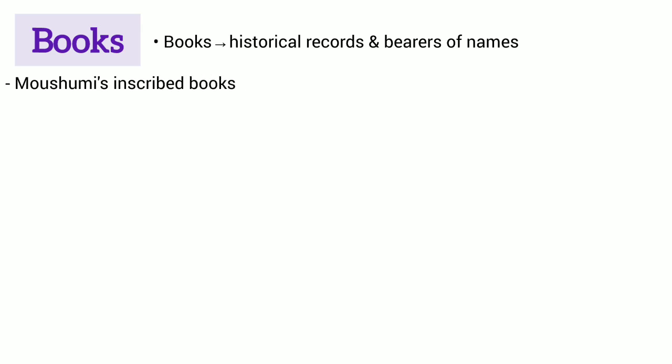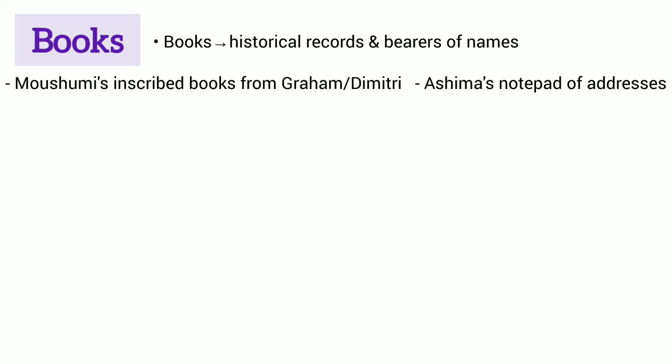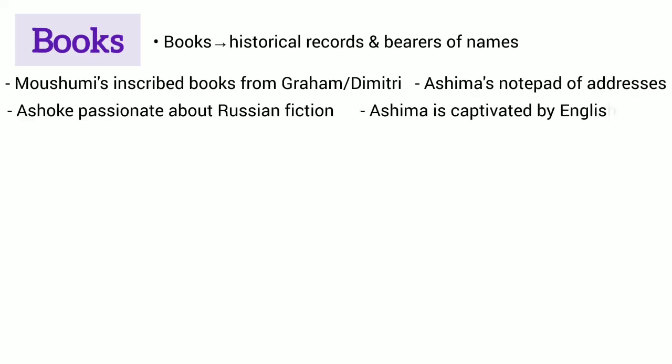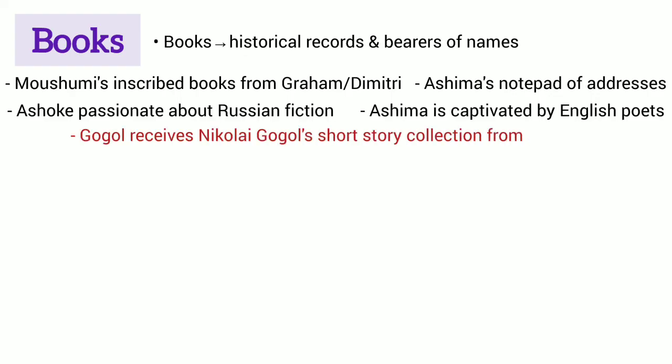Books hold a significant role throughout Lahiri's novel, starting with young Ashok's deep affection for them in the first chapter, and the novel ends with Gogol's unexpected rediscovery of the book gifted by his father more than a decade ago. Books, in The Namesake, serve as historical records and bearers of names, like Moushumi's inscribed books from Graham or Dimitri and Ashima's notepad of addresses. Various characters, including Ashok, Ashima, and even Gogol, engage with novels. Ashok, in India, develops a passion for Russian fiction, while Ashima is captivated by English poets. In America, Gogol receives Nikolai Gogol's short story collection from his father, carrying significant symbolic value.